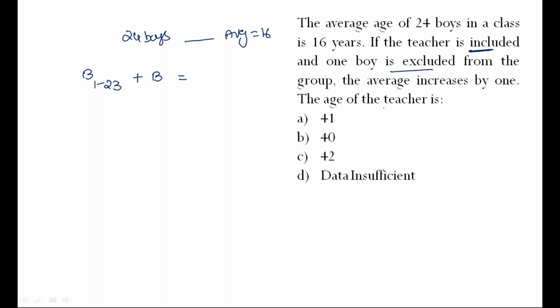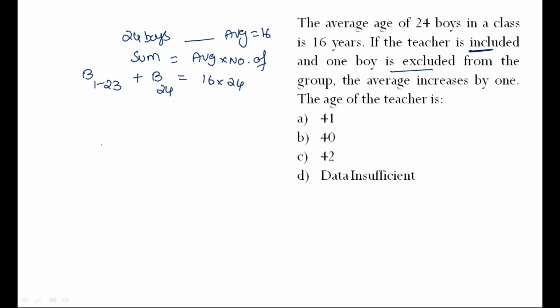Why am I writing separately? You have 24 boys. One boy is going to be excluded. I am writing that candidate separately. Suppose that is the 24th boy, the one who is going to be excluded is this one. So sum equals average into number of people: B1 to 23 students and this one, 24. Average is 16, number of people is 24. Okay, fine, let it be.